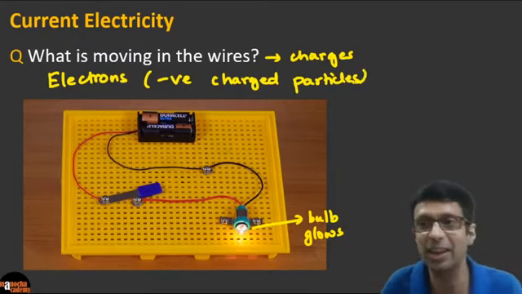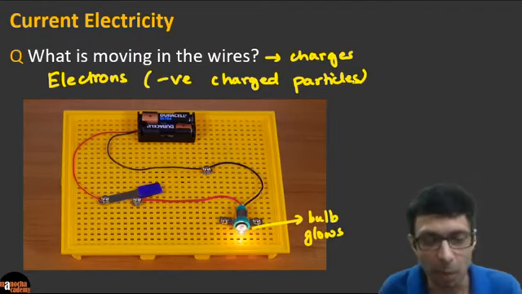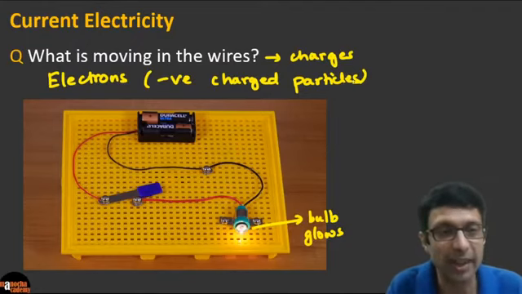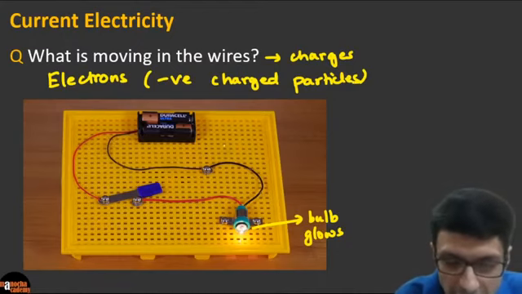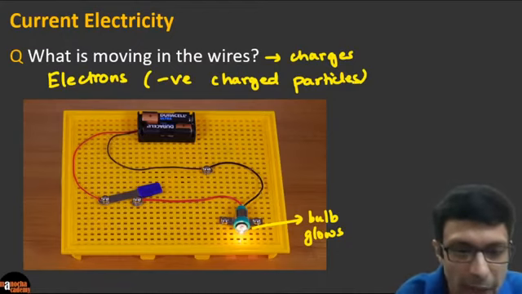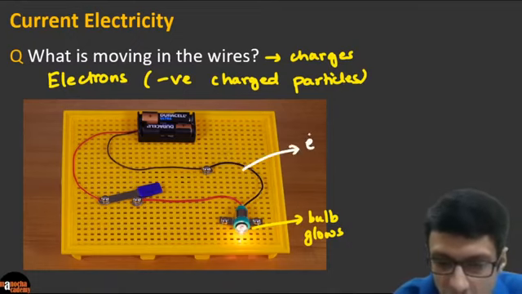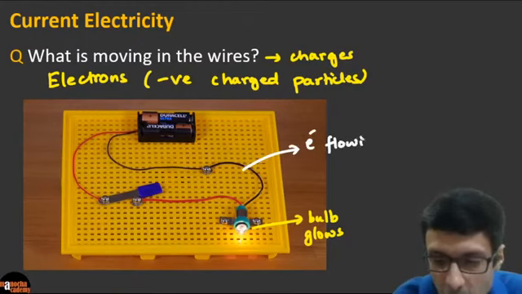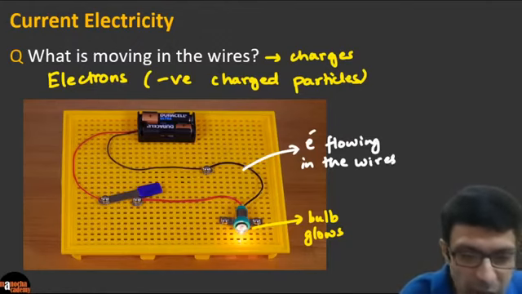And it is these negatively charged particles that are moving in the wire. Clear, guys? So the negatively charged particles moving in the wire is causing current, electricity. So they are flowing in these wires. So let's write that down. It's the electrons, which we symbolize with this E symbol, that are flowing, or we say moving, in the wires, and that is causing the bulb to glow. Superb, absolutely right. You guys rock.